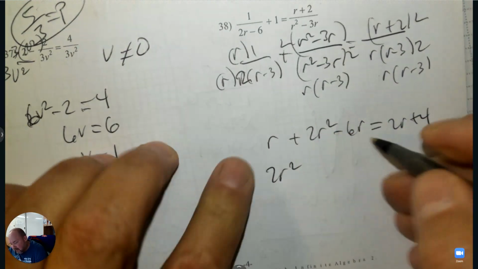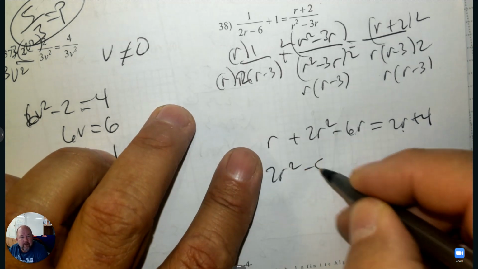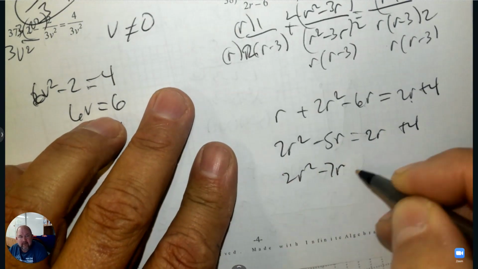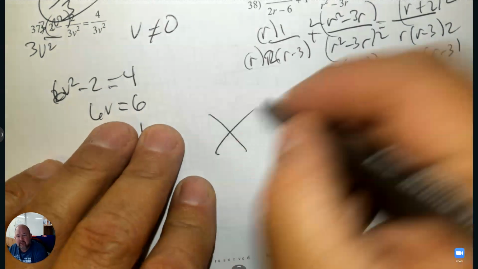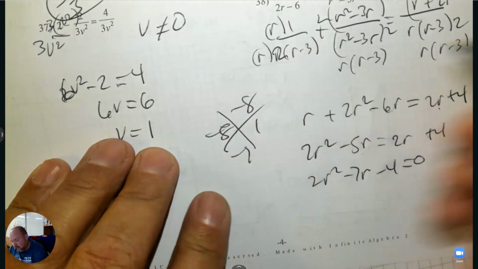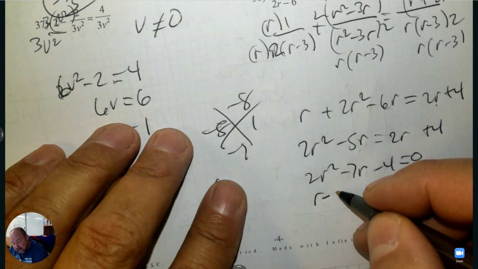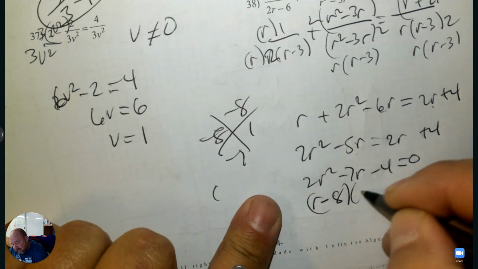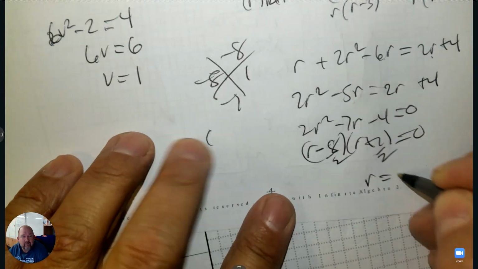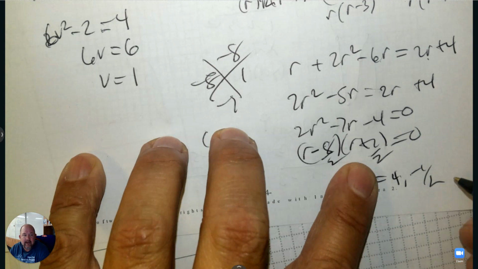So I got 2R squared minus 5R, subtract, and then subtract. All right, so it's going to factor. So it's negative 8 and 1. And then divide. We don't really need to divide by 2. So negative 8 and 1. And then divide by 2. So one answer is going to be positive 4. And the other answer is negative 1/2.